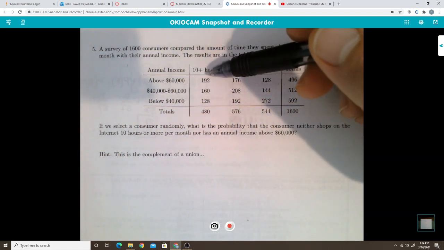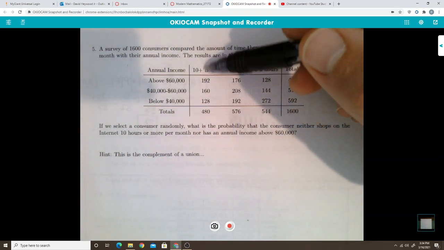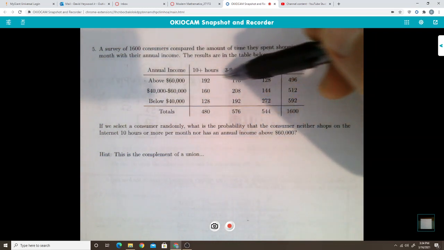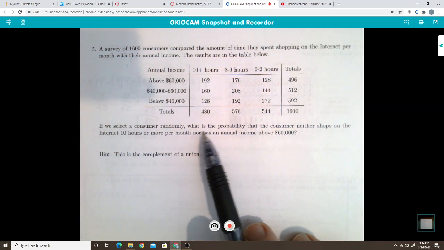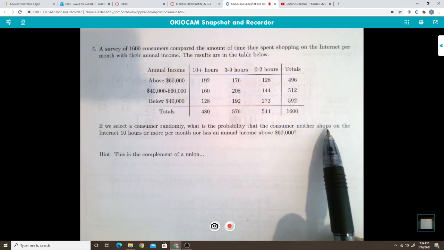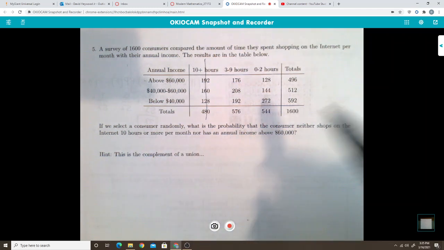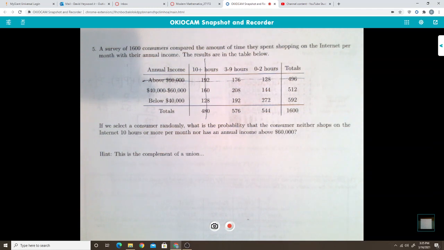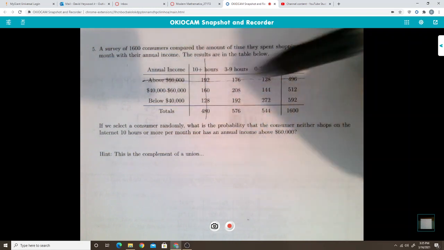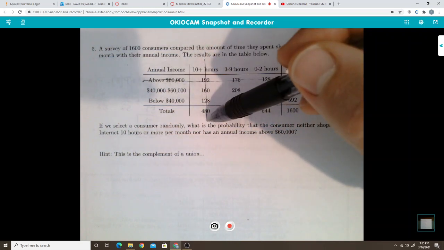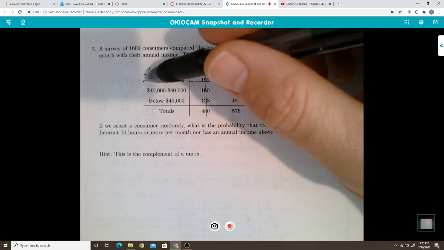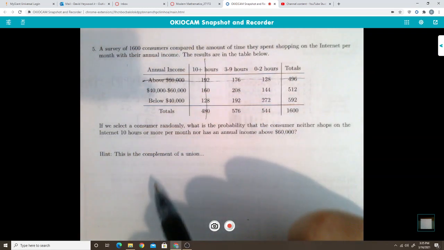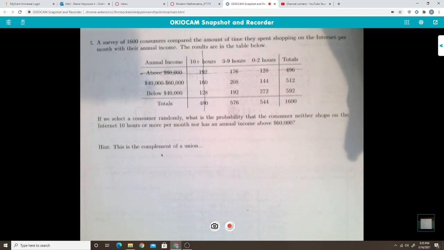So, right, we don't want the person to be in this column, and we don't want the person to be in this row, because we don't want them. It says, what's the probability the consumer neither shops on the internet 10 hours or more per month, so we don't want that, nor has an annual income above $60,000, so we don't want that, right? So one thing that we could do would be to find the probability that they're in the 10 or more union above 60,000, and then take the complement of that, right?